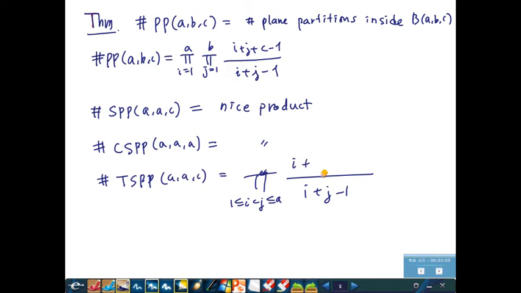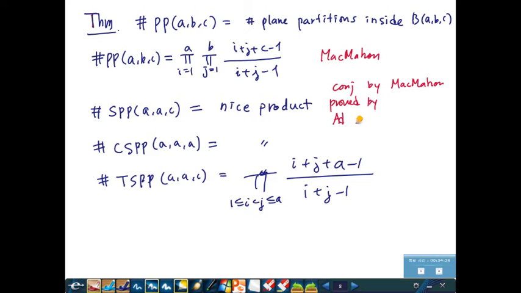Very nice. They all have small prime numbers and a simple formula like this. So some history. This is due to MacMahon, more than 100 years ago. This one was conjectured by MacMahon, proved by Andrews.